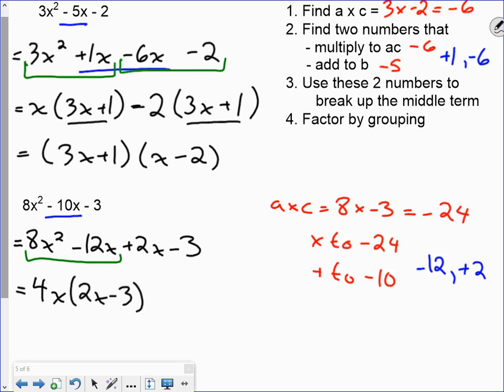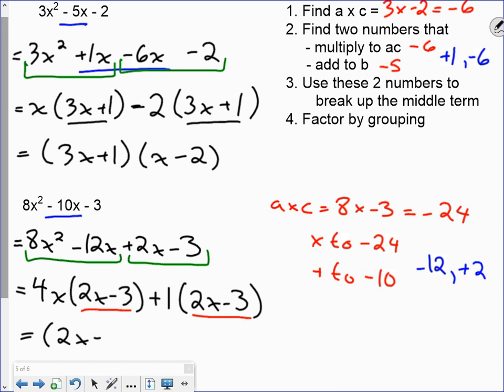In our second factoring by grouping, we're looking at positive 2x and negative 3. What's common between those two? There's nothing really that's common, so the only thing we could factor out is a 1. This is like 1 times 2x minus 3. We do that to highlight that now we have a 2x minus 3 that is common to these two terms. So if we factor out the 2x minus 3, we're left with 4x plus 1.